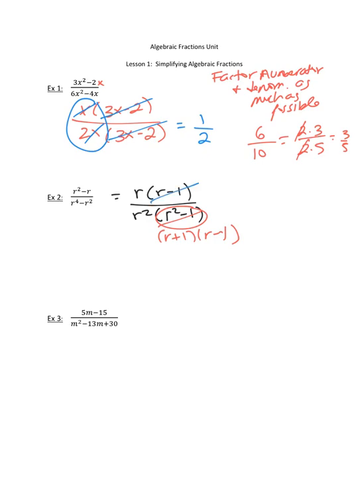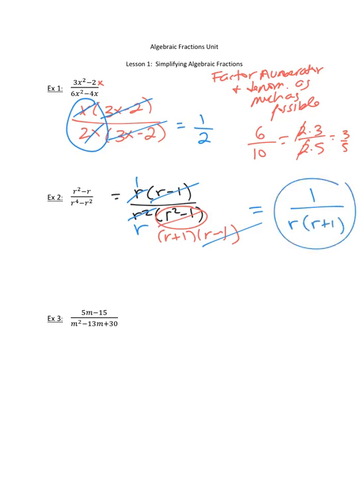r minus 1 has a common factor with r minus 1, and r and r squared have a common factor of r. So r goes into r once, it goes into r squared r times. Whatever's left is my simplified fraction. So my final answer is 1 over r times r plus 1.